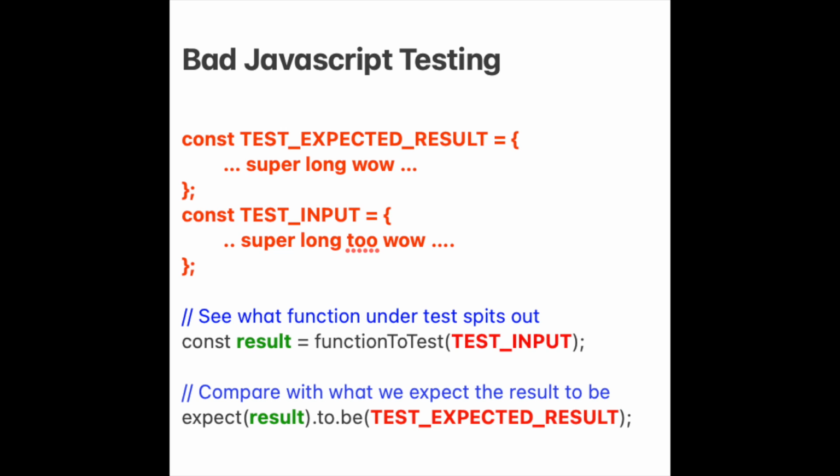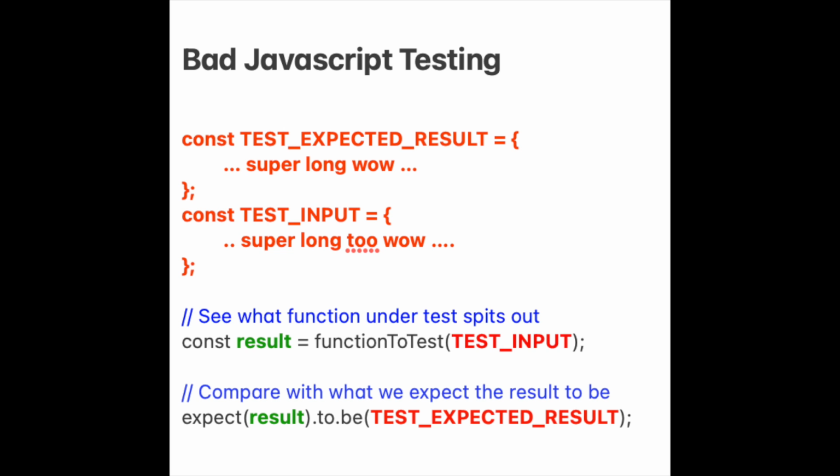At the top of the file you have test expect result, which is this large object describing what's the expected result when running a function. And then you have this test input, which is also long, which is what you want to feed into the function under test to compare with the expected result. So you see on the third line that you call function to test with test input to get a result. You then feed the result into this special JavaScript function that allows you to compare your results. So we're comparing the result with the test expected result.